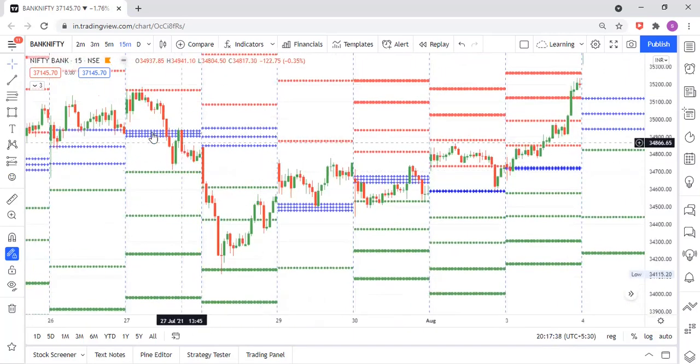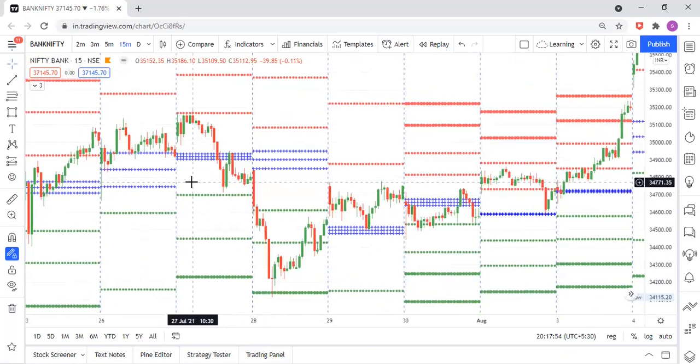Again, you see here, this is a wide range CPR. At the same time, this is an outside value CPR. So I don't expect a trending day here, but you see here, it had a good trend, right? So that is where a combination of other things will also come into place. Like, you combine your CPR with your moving averages or your VWAP and other indicators, and you will see whether you can go for a trade today or not.